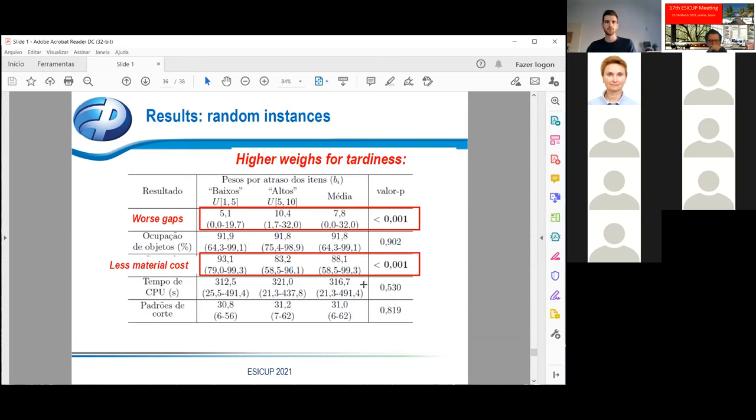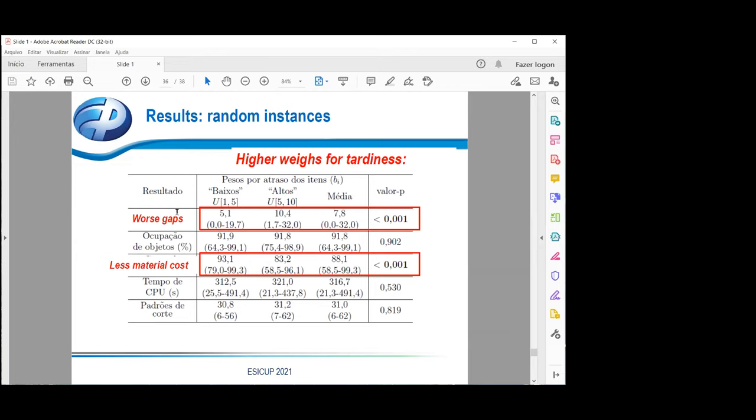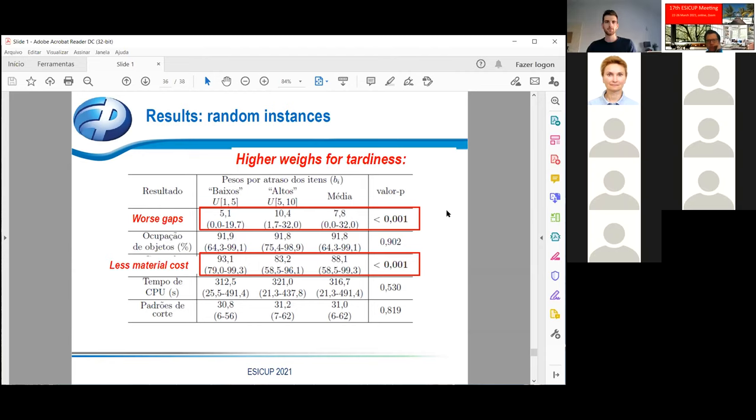And finally, for the wages for tardiness costs, the higher average weights for the items had as a consequence worse gaps and less material costs. The worse gaps, we believe, were because even with the dynamic programming lower bound term, this lower bound is worse than the raw material one, which is the classic cutting stock problem.